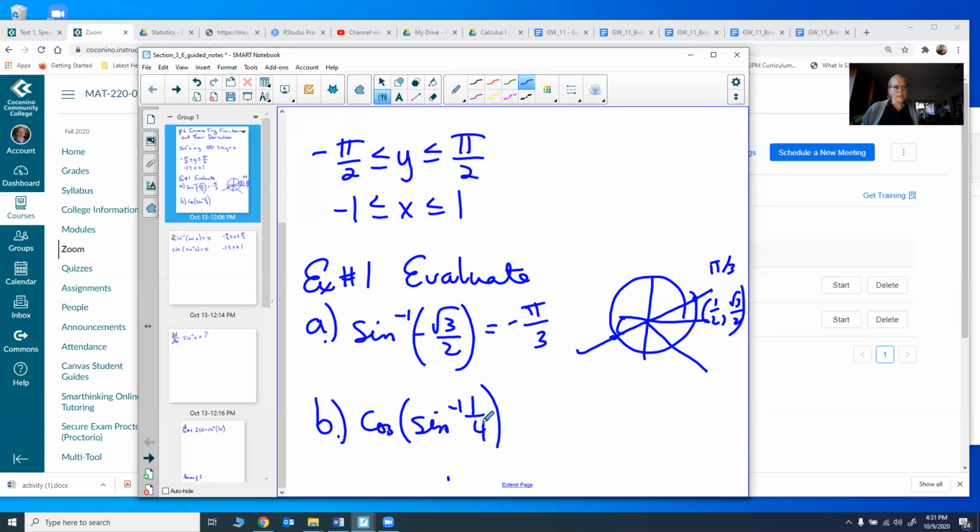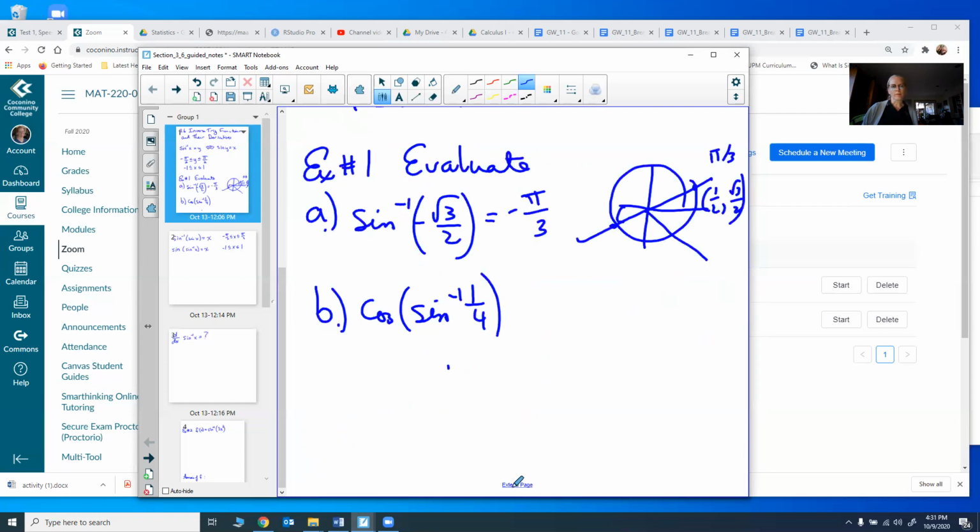We want the cosine of the inverse sine of 1/4. Well, that's a little bit more work. We'd have to find the inverse sine of 1/4, but 1/4 isn't one of these on our unit circle. Remember, the other one up here would be square root of 3 over 2 and 1/2. The one in the middle is square root of 2 over 2 and square root of 2 over 2. And then these are, of course, 0, 1, and 1, 0. So we don't have 1/4 up here. So we've got to find another way to do this.